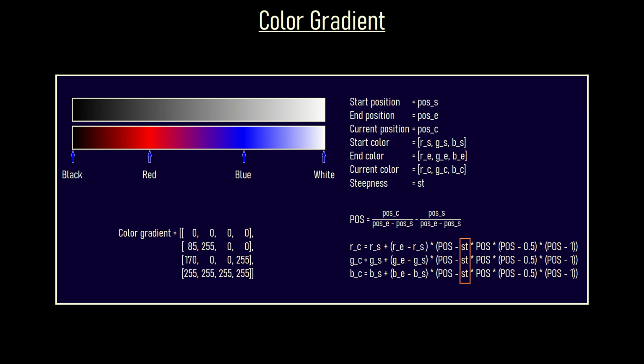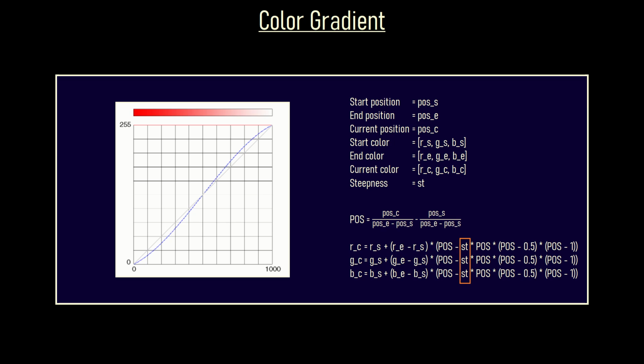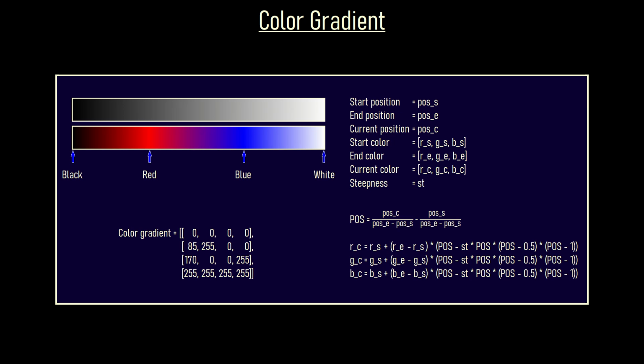The value st is about the steepness of the curve. If I make st a small number, the blue line here would be a straight line, and if I make it a higher number, it starts to bulge out. I wrote down the calculation 3 times as it is done 3 times for each pixel. Once for red, once for green and once for blue.